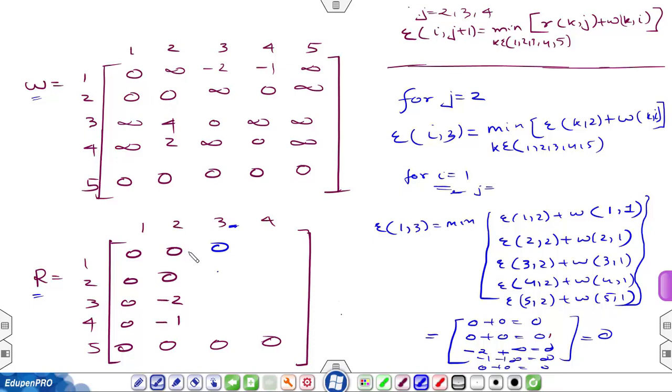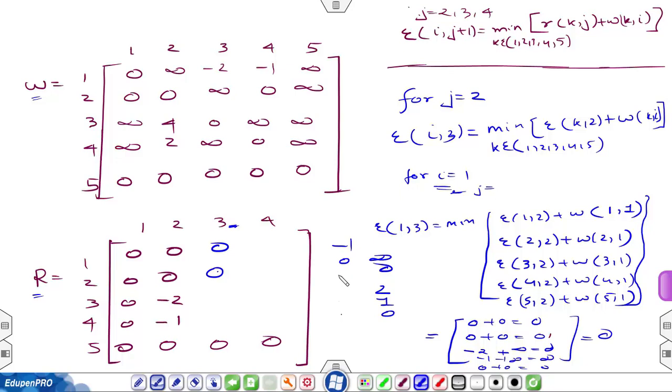So infinity plus 0 gives infinity, 0 plus 0 gives 0, 4 minus 2 gives 2, 2 minus 1 gives 1, and 0 plus 0 gives 0. So value is 0. For 3 comma 3 you have to refer the third column of matrix W, and this will be the same second column of matrix R. So 0 minus 1 gives minus 1, 0 plus 0 gives 0. Okay, so first is minus 1, then 0.